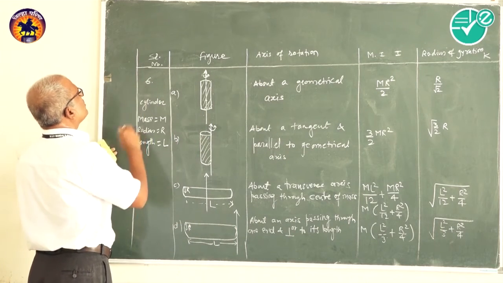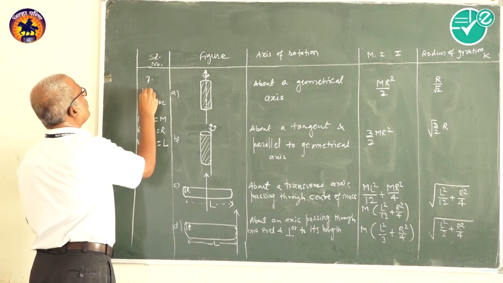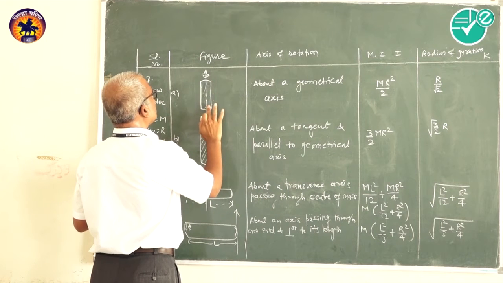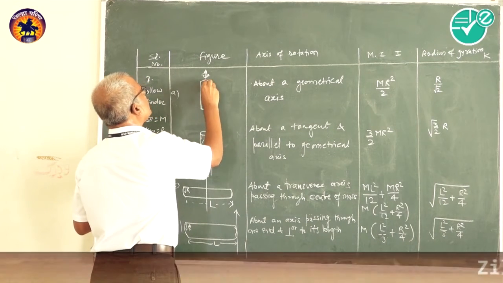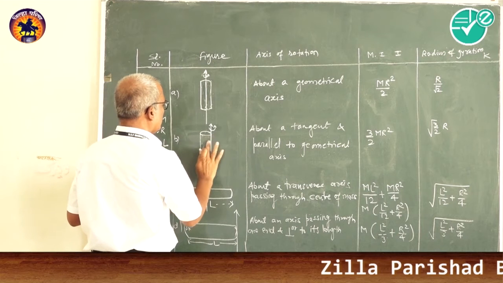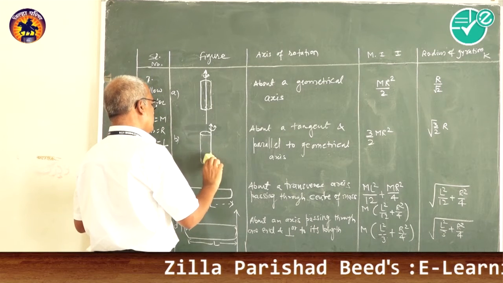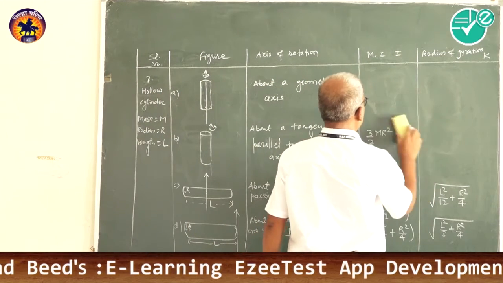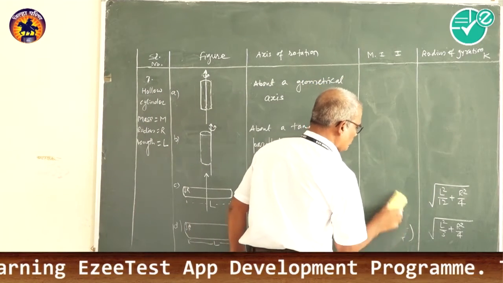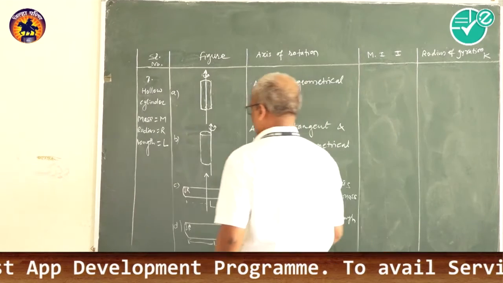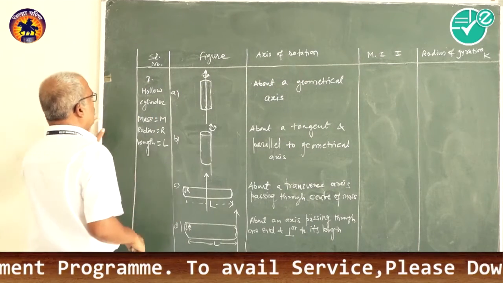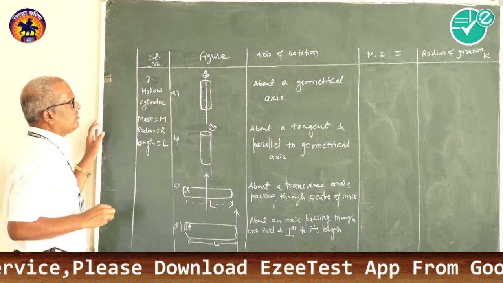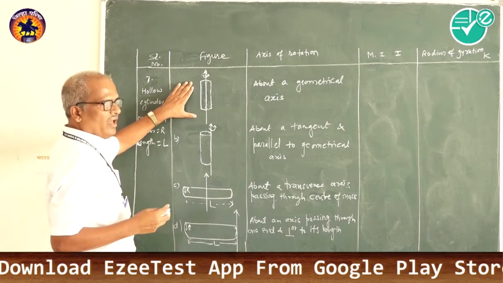Now the next, the 7th point, is the hollow cylinder. The case is the same, but we have to consider that this is a hollow cylinder. Now we have to again repeat the same thing here. That is 4 cases. Consider a hollow cylinder of mass m, radius r, and length l. Now in the first case, again, the axis of the cylinder, it is hollow.